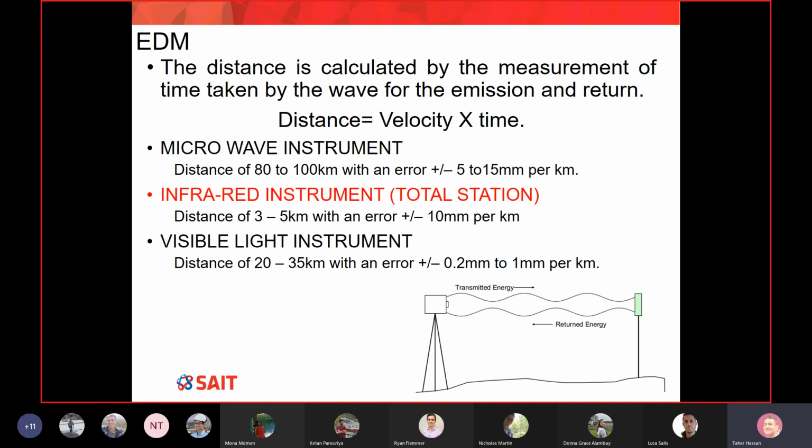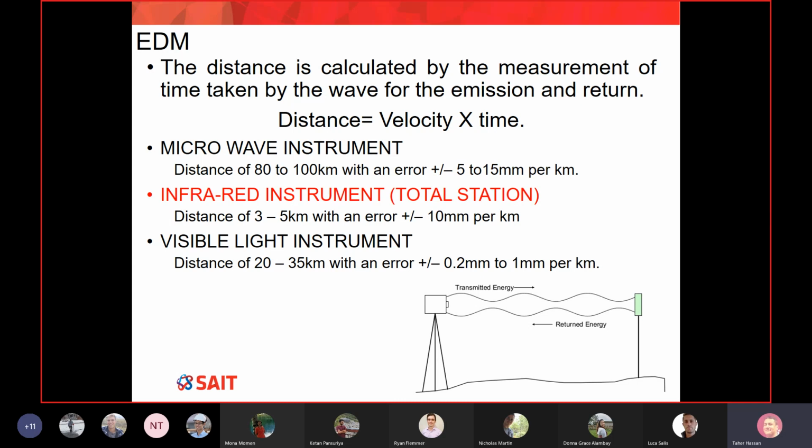Now, since we said we have several different signals of the laser, you can see here that the EDM will also be classified in different categories. One works by using microwave, another works by using infrared, and the last one works by using visible light. What makes one EDM different from the other is simply the range. So the range will be different.